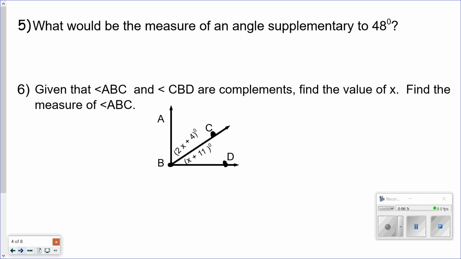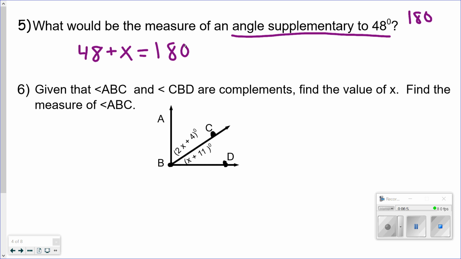Number 5, what would be the measure of an angle supplementary to 48 degrees? All right, so we first have to decide, what does supplementary mean? It means that they add up to 180 degrees. So here we go. If I know one is 48, I don't know what the other measure is, but I know when I add them up, they're going to equal 180.